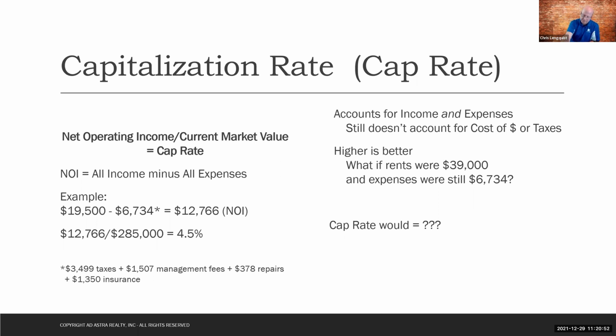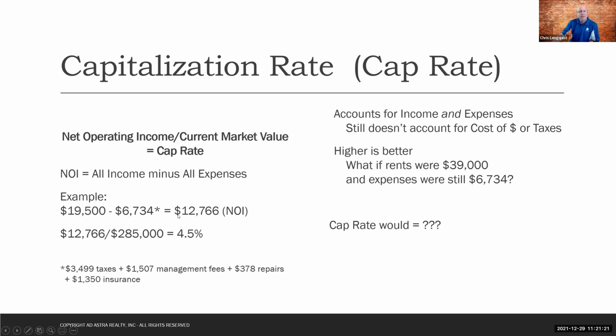I went in from January 1st up to yesterday, and she had $3,499 in taxes, $1,507 in management fees to my company, $378 in repairs, which is really low, but it's a well-kept house. Okay, and most of that was like plumbing things. And then $1,350 in insurance. So that's her actual expenses that have gone through our company.